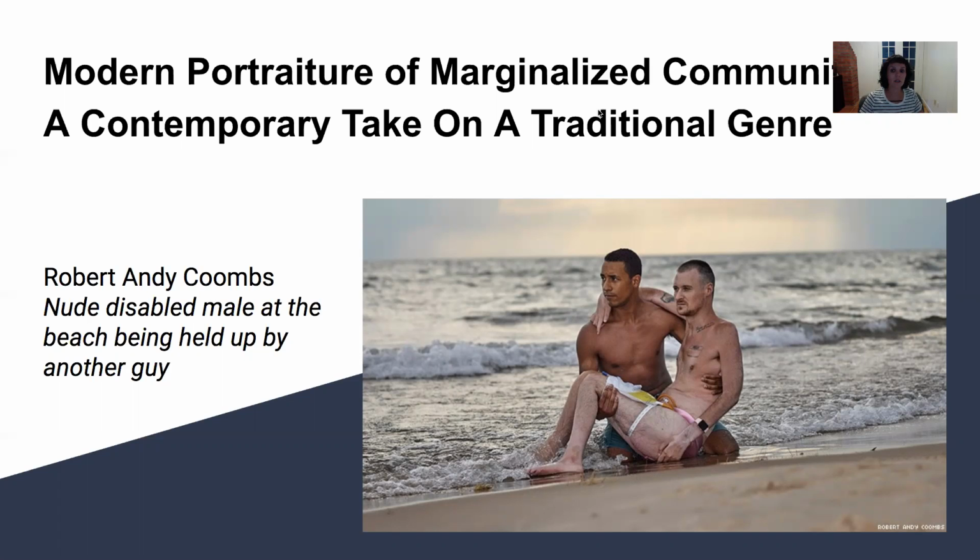What you see here is a photograph by Robert Andy Coombs, a nude disabled man at the beach being held up by another guy. I'll begin with lesson 1, just an excerpt of lesson 1.